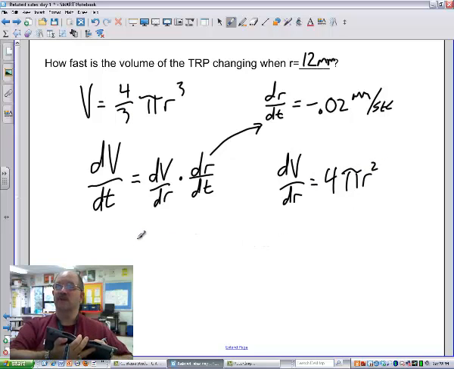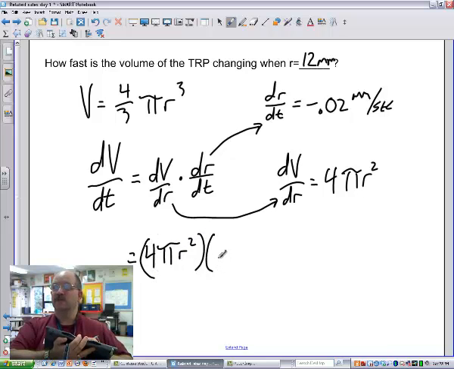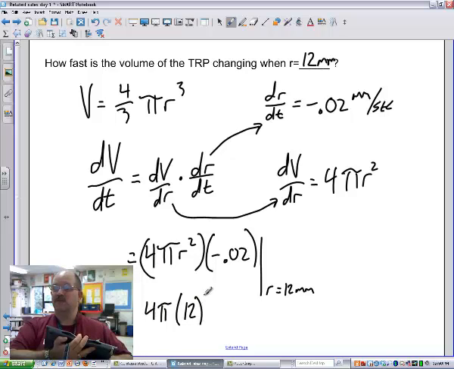Okay? So in our little equation here that dV/dt is equal to dV/dr times dr/dt, we know what dV/dr is. So we can just plug in 4 pi r squared. That's dV/dr. dr/dt is negative 0.02. And ultimately we want to know how's the volume changing when the radius is 12 millimeters. Okay, and again, so we just plug 12 in at this point. 4 times pi times 12 squared times negative 0.02.